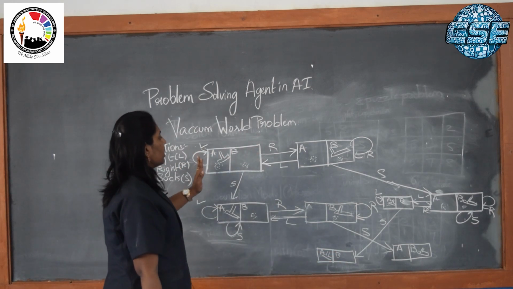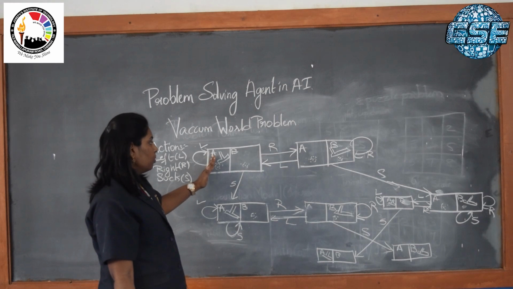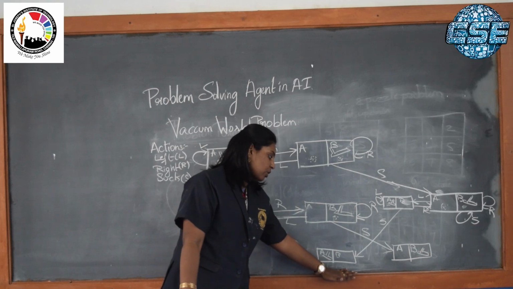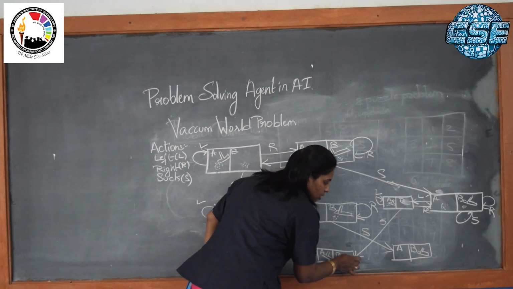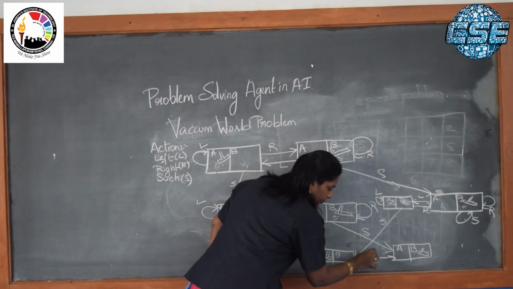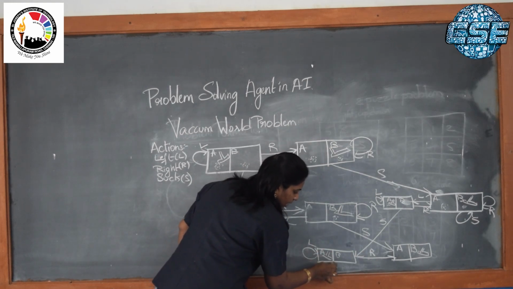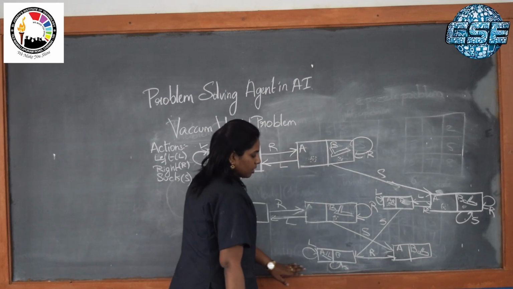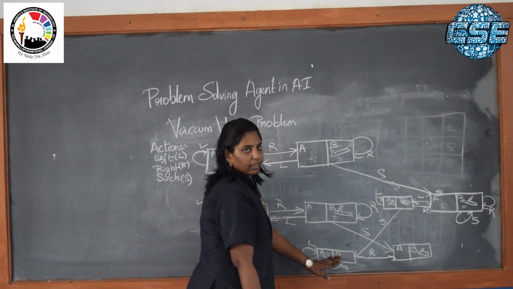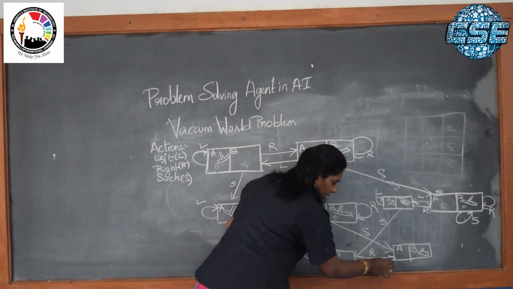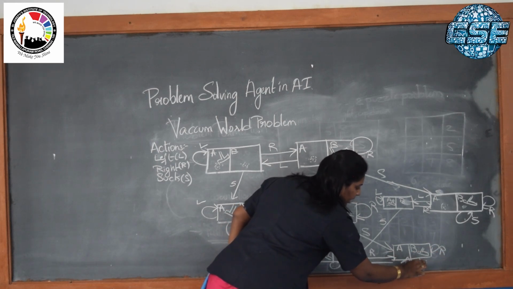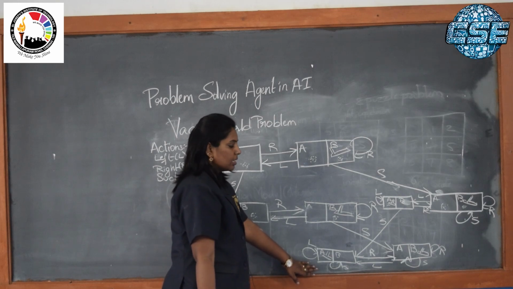So for both conditions, whether the vacuum is inside the A room or inside the B room, we need to get this condition. And again on this also we have to apply all three actions, that is right, left and suck. If you do right, left, suck also, both the rooms should be clean. So we have to apply all three actions on both conditions as well. If you move to the right side or left side, we have to get the same result.